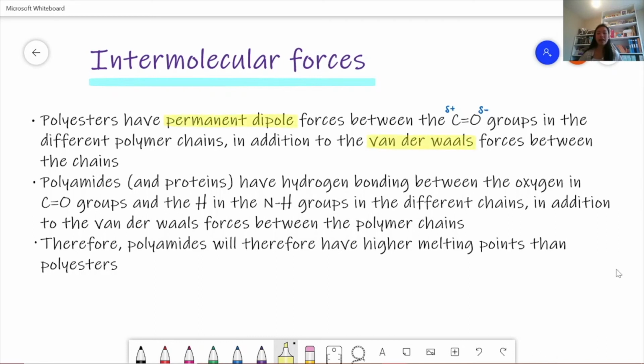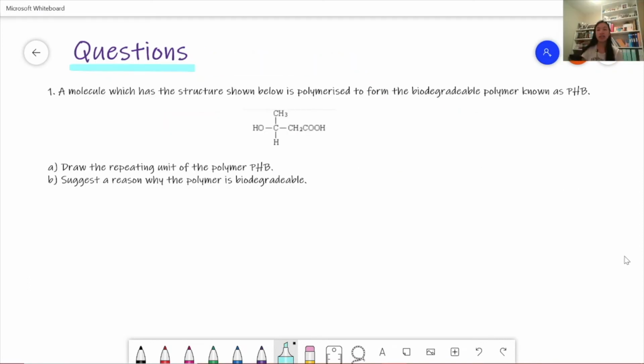But polyamides and proteins have hydrogen bonding between the oxygen in the carbonyl groups and the hydrogen in the NH groups in different chains, as well as the van der Waals forces that are also seen in polyesters. This means that polyamides will have a much higher melting point than polyesters, because hydrogen bonding is the strongest intermolecular force, much stronger than permanent dipole forces and van der Waals. So now we're going to have a look at some questions.